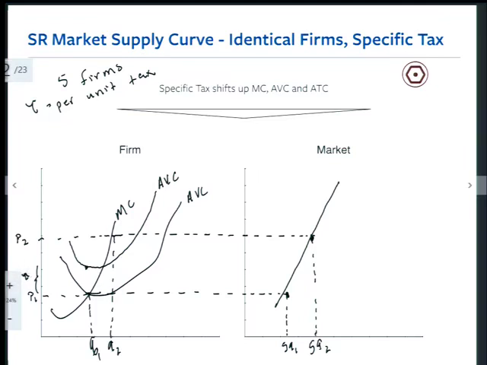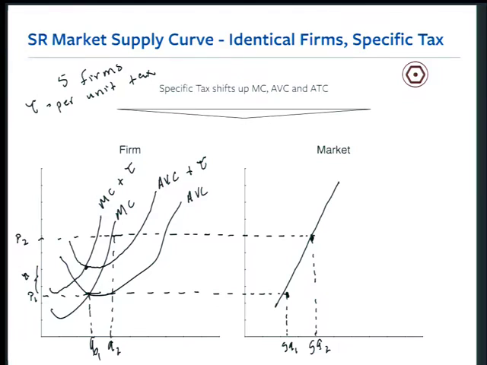So average variable cost shifts up by tau. Marginal cost, same thing, right? Shifts up by tau. So it's going to look something like this. I should call this average variable cost plus tau. Sorry about that. And then what's this curve? Marginal cost plus tau, right? So we just shifted everything up, okay? Now how is that going to translate to the market supply curve? That was the individual firm's problem here, where we shifted everything up by tau.